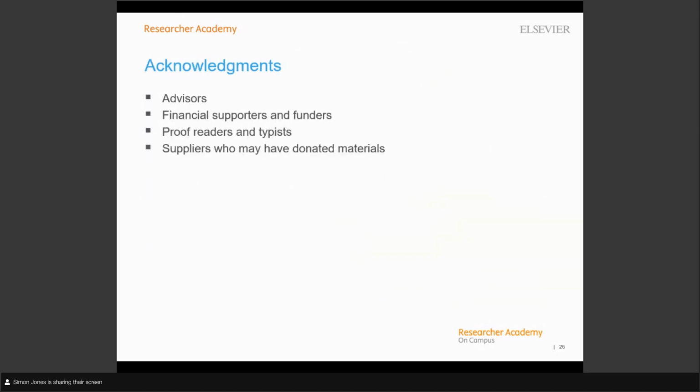And then the acknowledgements. So the acknowledgements section includes the names of the important entities you want to acknowledge, such as advisors, any financial supporters, funders, proofreaders, or suppliers that may have supported you.